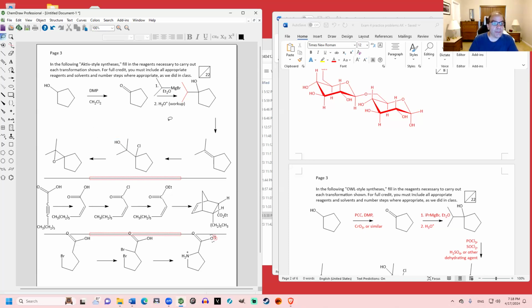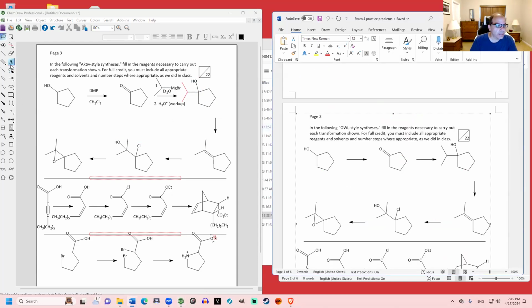The next step shows going from a carbon-carbon single bond to a carbon-carbon double bond. And we've lost an H and an OH. That means we've undergone a dehydration reaction. Now I'm cheating looking at the answer key. So we need a dehydrating agent.